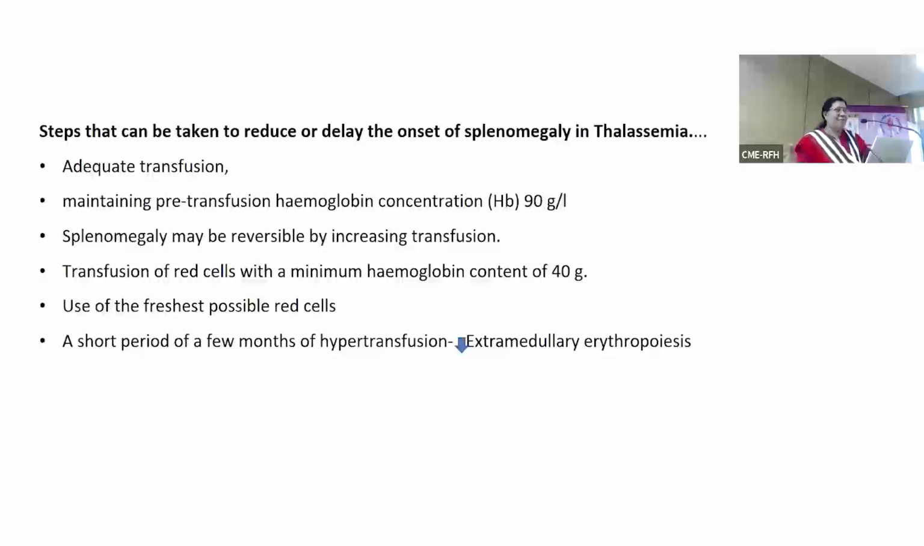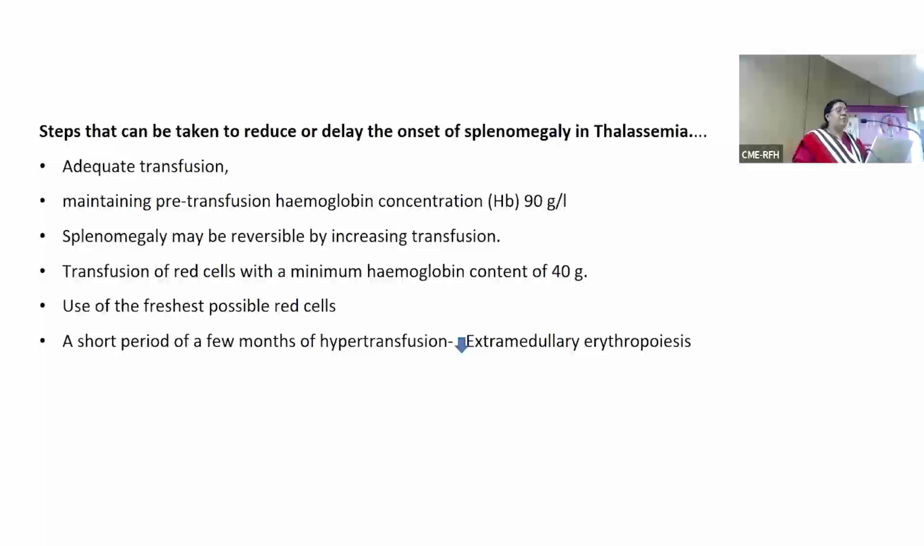So if you start using, you keep on having problems. The steps to be taken to reduce splenomegaly in thalassemia. Now we all know, why do we have splenomegaly in thalassemia? Extramedullary erythropoiesis is the main cause, but apart from that, iron overload by itself and hypersplenism later on cause massive splenomegaly. So adequate transfusion by itself may keep your spleen in check, and you can decrease the size of the spleen.